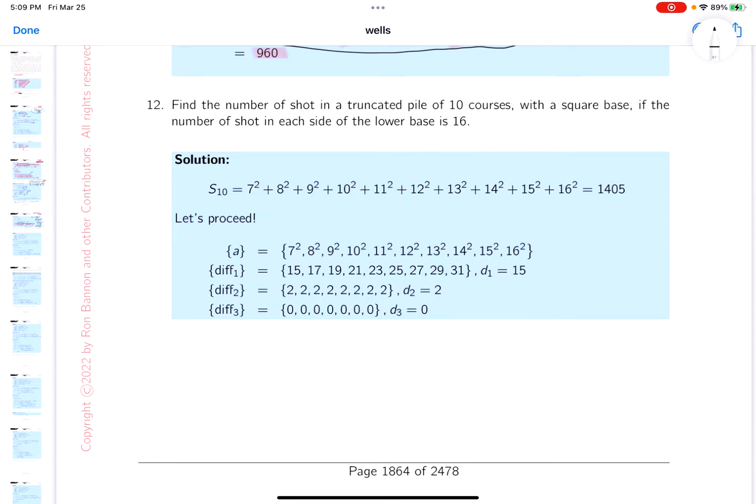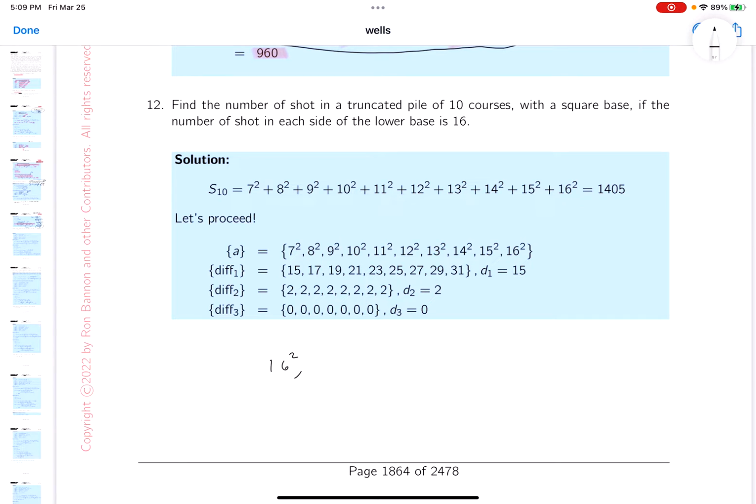Okay, again, the most difficult thing for me is reading the problem and understanding what they're asking me to do. Find the number of shot in a truncated pile of 10 courses with a square base, if the number of shot in each side of the lower base is 16. So you're starting out with 16 squared.